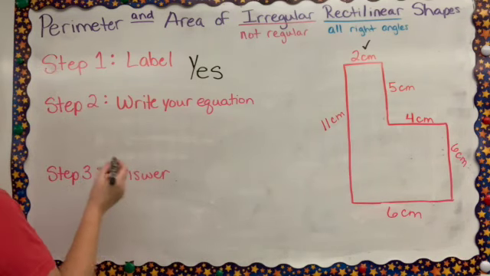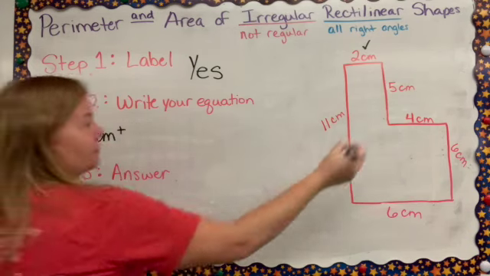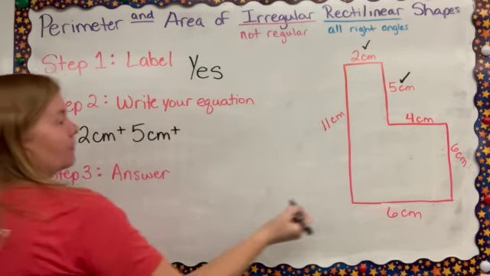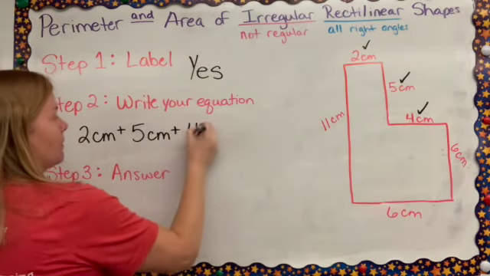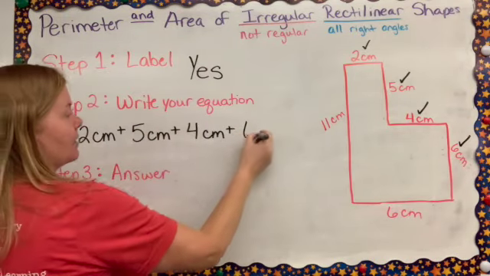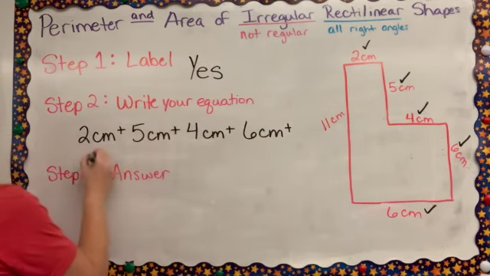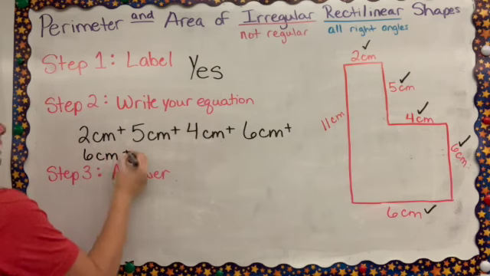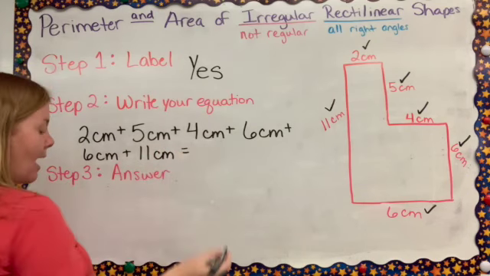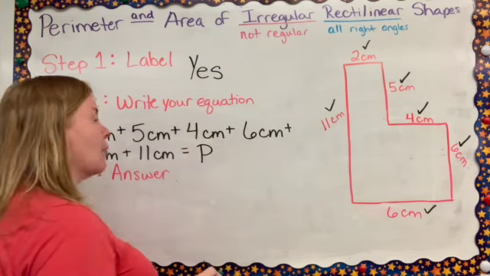Write your equation. We start with 2 centimeters plus 5 centimeters plus 4 centimeters plus 6 centimeters plus 6 centimeters plus 11 centimeters. And all of this is going to equal our what? Perfect, our perimeter. It is going to equal our perimeter.